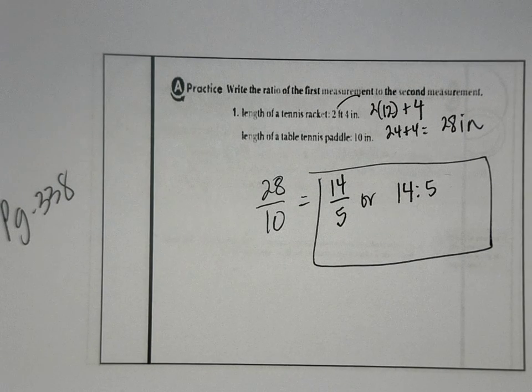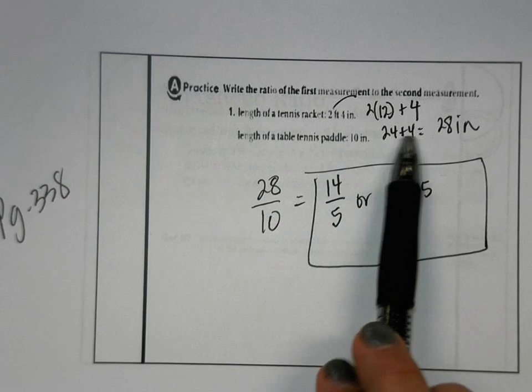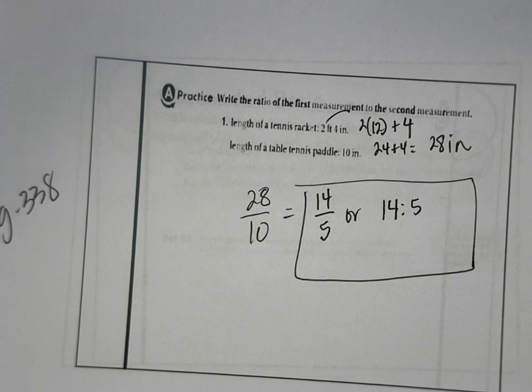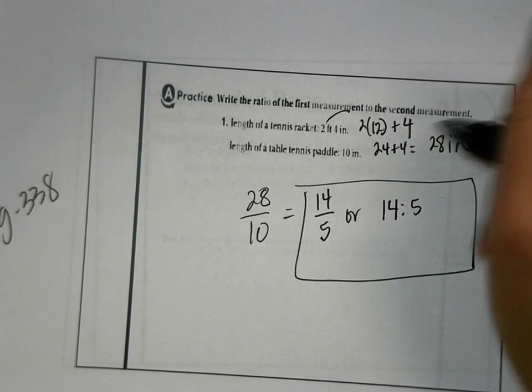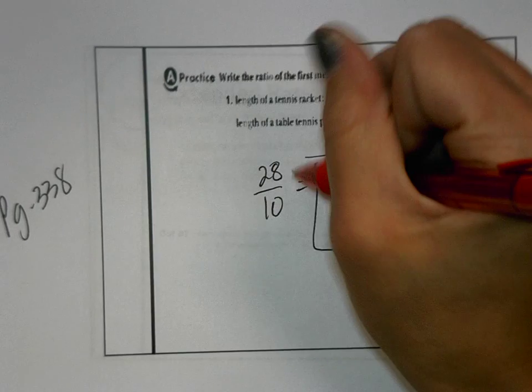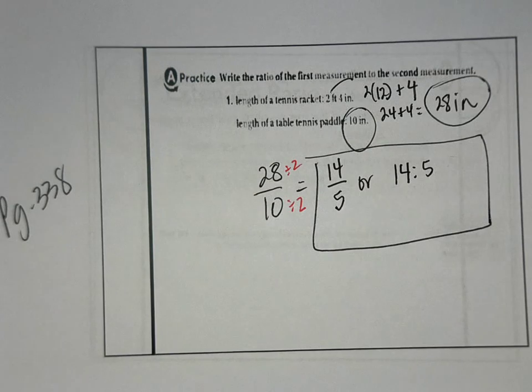Are we confused? Yeah, tell me. So we changed the 2 feet into inches because everything has to be in the same units. So 2 feet times 12 inches made 24, but there were still 4 inches, so that made 28 inches. So the length of the tennis racket to the tennis paddle, that was 28 for our tennis racket, over 10 for our tennis paddle. And then you can reduce the top and the bottom by 2. We're good? Okay. You're welcome. All right.